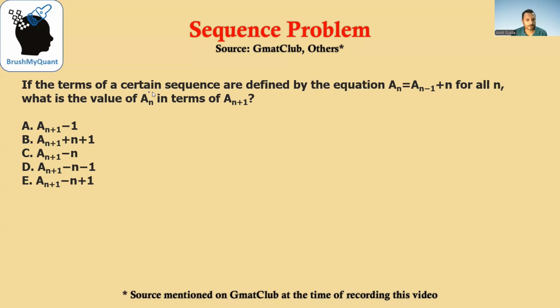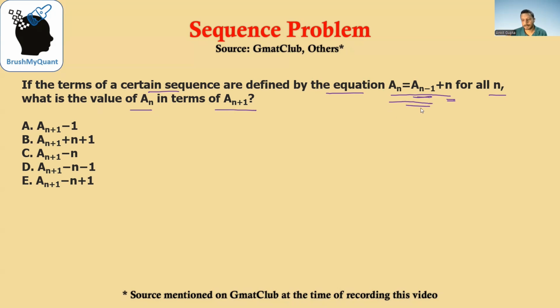So if the terms of a certain sequence are defined by the equation a of n is equal to a of n minus 1 plus n, that means a of n is equal to the previous term plus n for all values of n, then what is the value of a of n in terms of a of n plus 1?